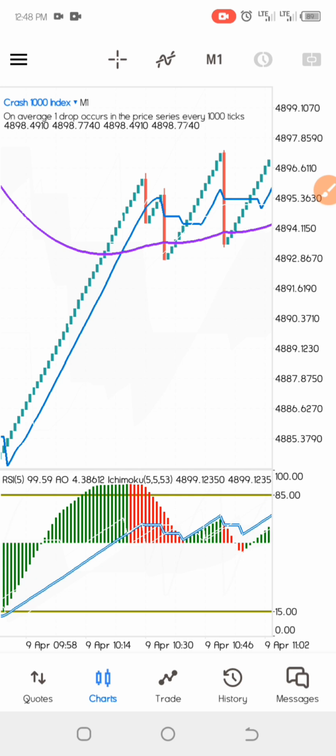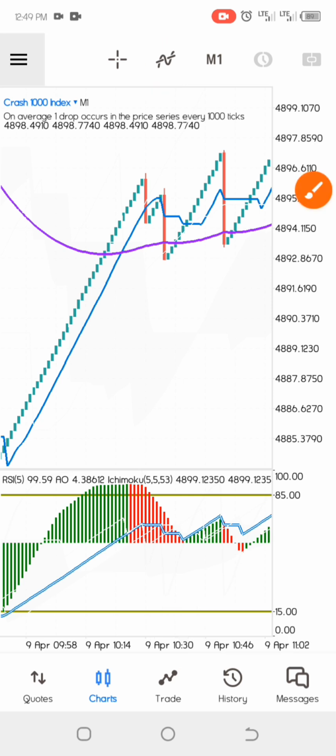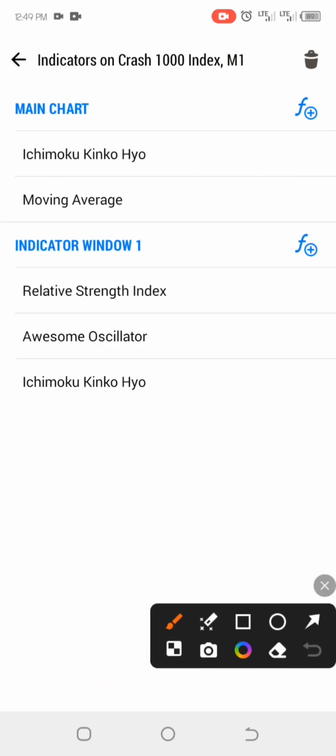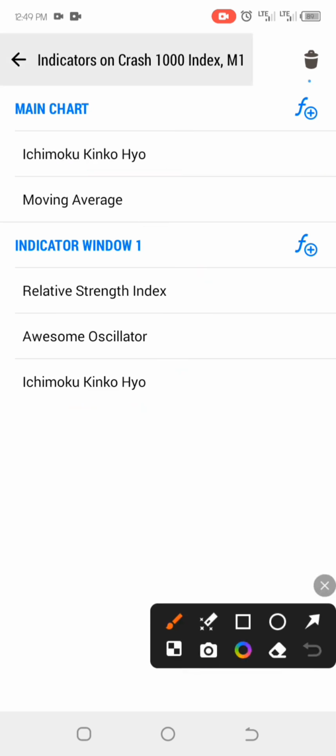Now for the settings, the first thing you want to do is go to this icon you are seeing at the top. Now when you click on the icon, these are all the indicators we are going to need: the Ichimoku, the moving average, RSI, and the oscillator. Now to add these, you just have to click on the F plus.